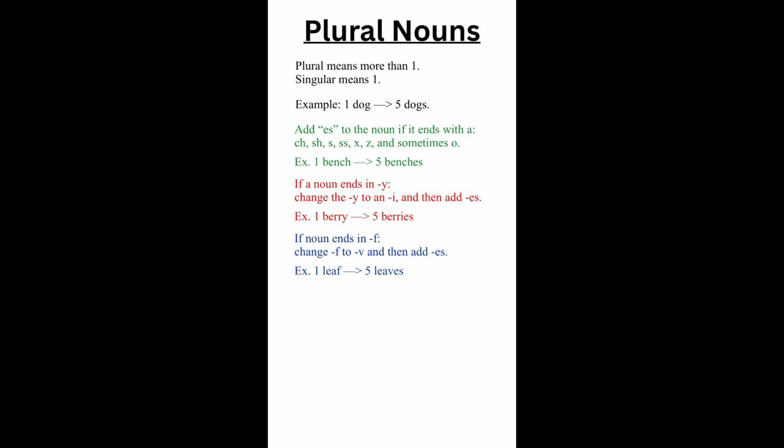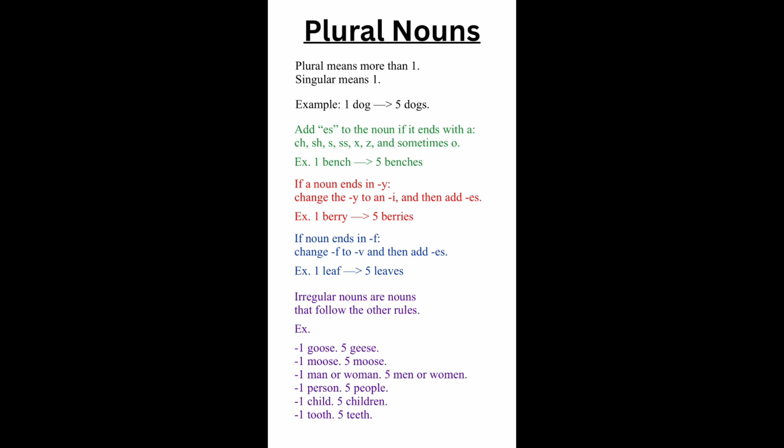But here is the tricky part. Sometimes the plural noun's form does not follow the rules. These are called irregular nouns. Here are some examples. 1 goose, 5 geese. 1 moose, 5 moose. 1 man or woman, 5 men or women. 1 person, 5 people. 1 child, 5 children.